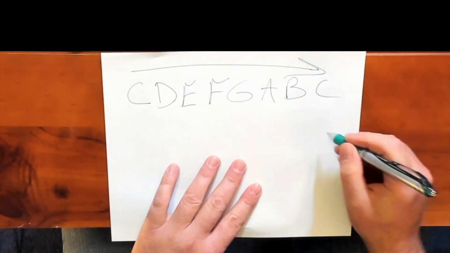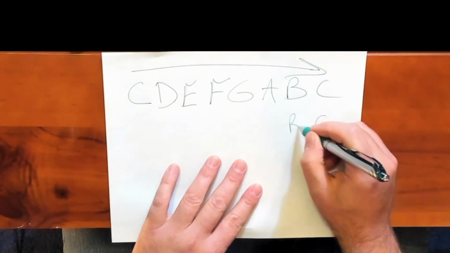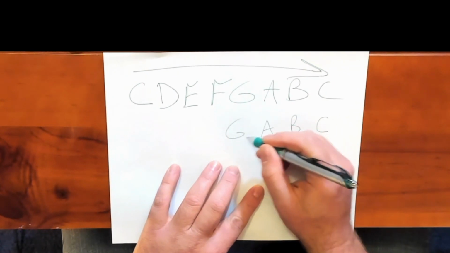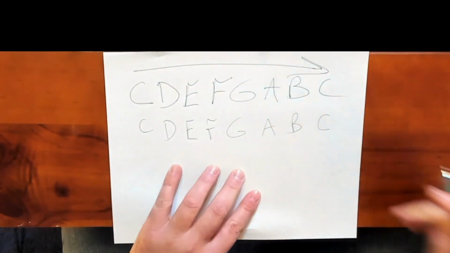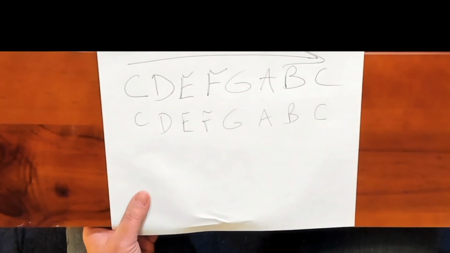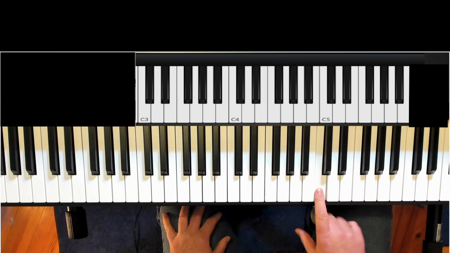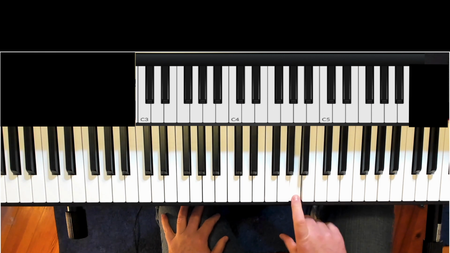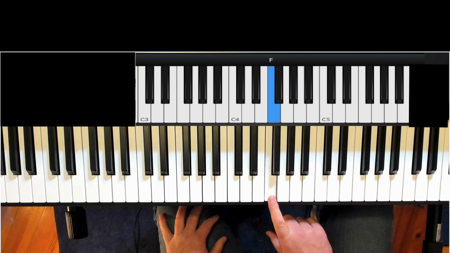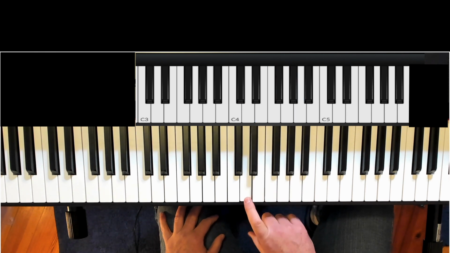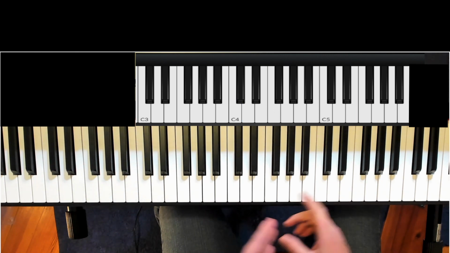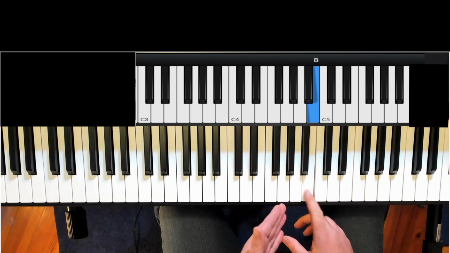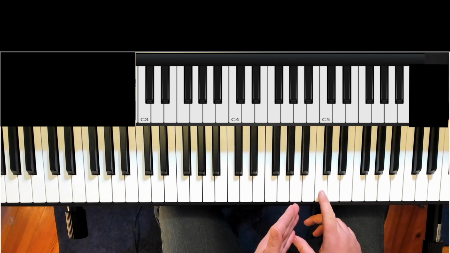Saying it out loud backwards, C, B, A, G, F, E, D, C. Do that a few times. We take this away. You can now see we have C, B, A, G, F, E, D, C. Spend a little time with that, even if you just have to think like C to B. Okay, and then I have A.